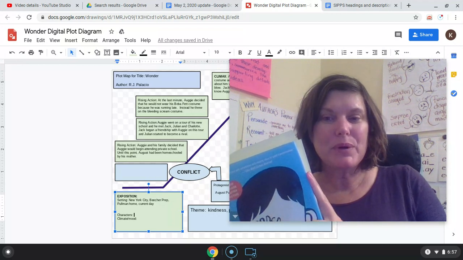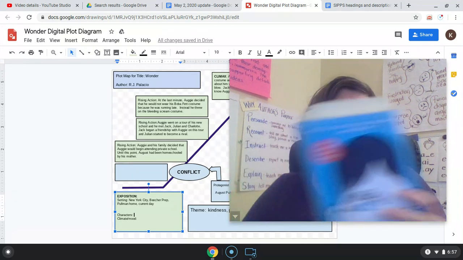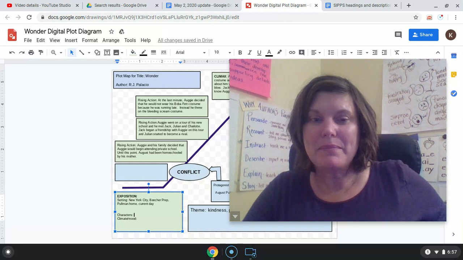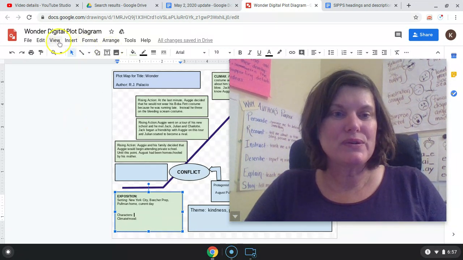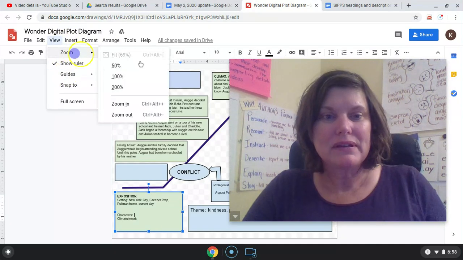Before we pick up where we left off in the novel, let's go back to our plot diagram and see what we can fill out today. Let me zoom in so you can see a little bit better.